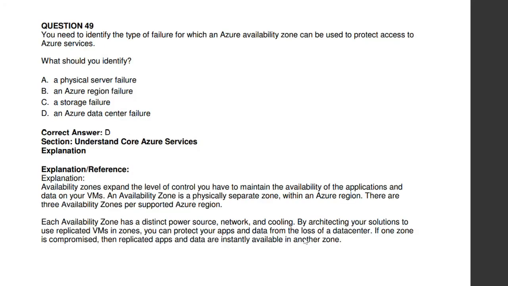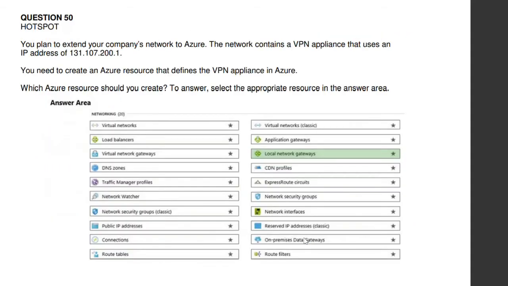49th question. You need to identify the type of failure for which the Azure Availability Zone can be used to protect access to the Azure services. What should you identify? It's Azure Data Center failure. So the answer is Azure Data Center failure. So the answer is D. So moving to the next question, 50th.